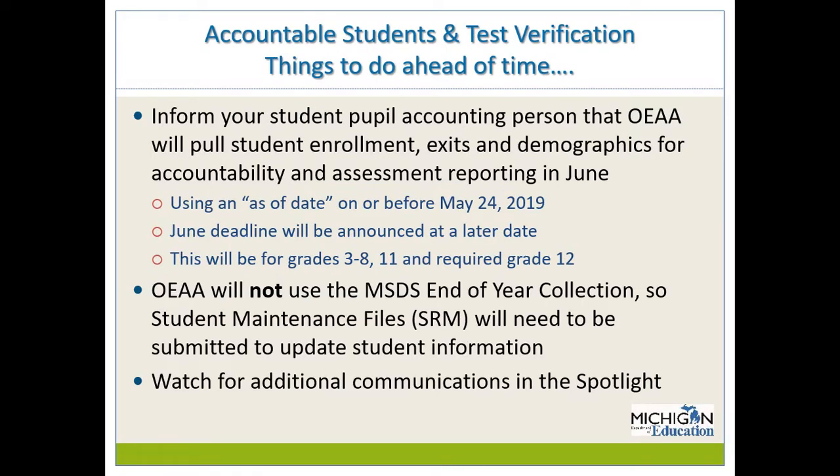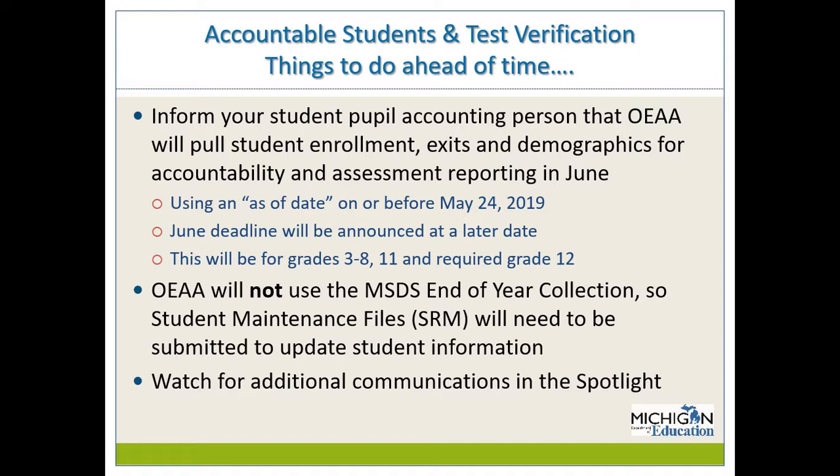Even though it seems like a long way off, there are things that you can do ahead of time to ensure that the verification process is quick and easy, especially since it is at the end of the school year. Let your student pupil accounting person know that OEAA will be pulling student enrollment, exits, and demographics for accountability and assessment reporting in June. It's important to inform them that we will only be using student data with an as-of date on or before May 24th, 2019. The deadline to update MSDS data will be in June, but again, we will only use data with an as-of date on or before May 24th.